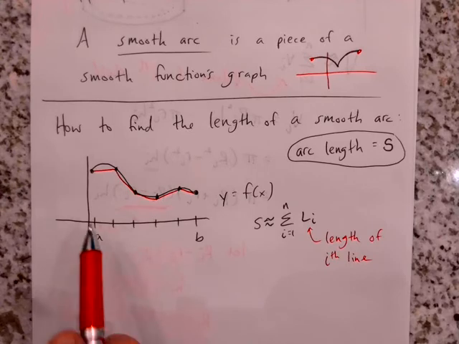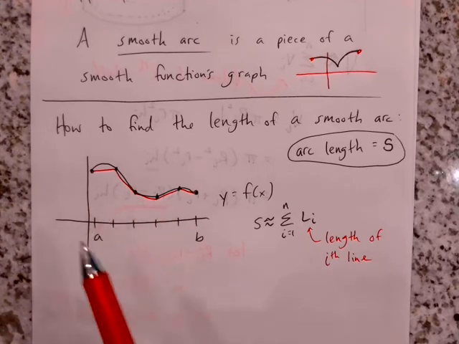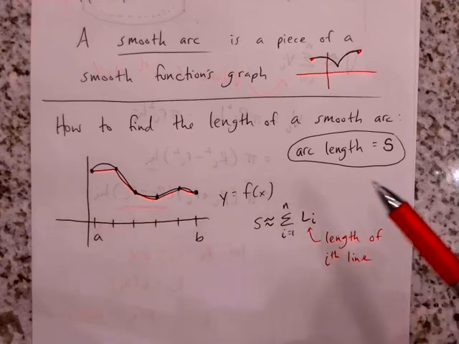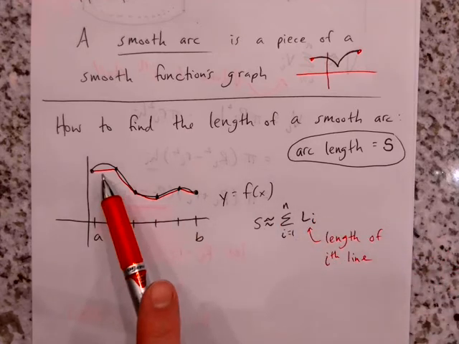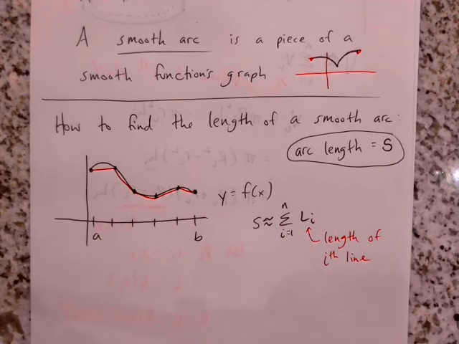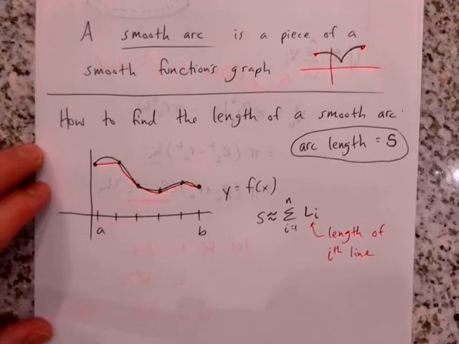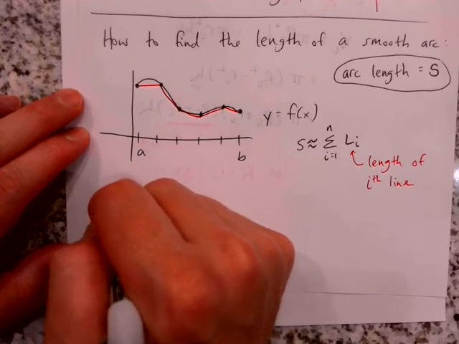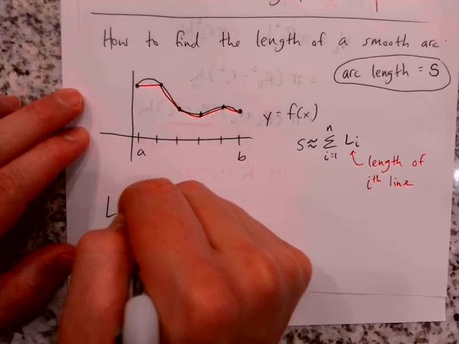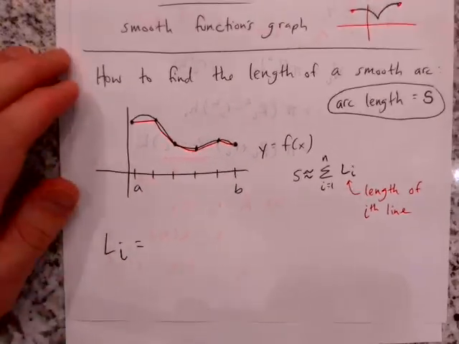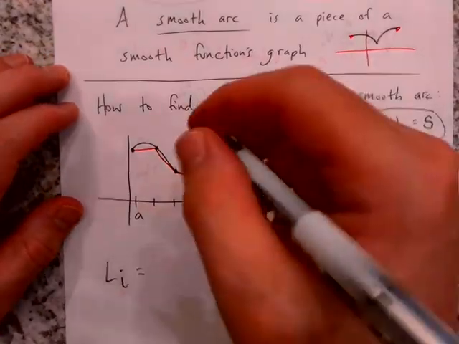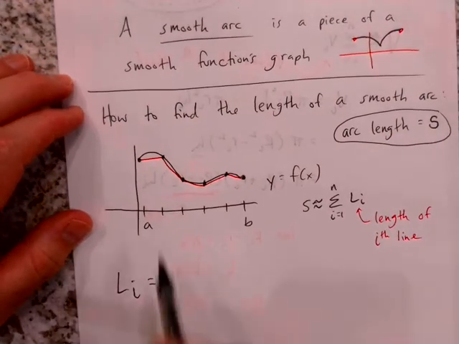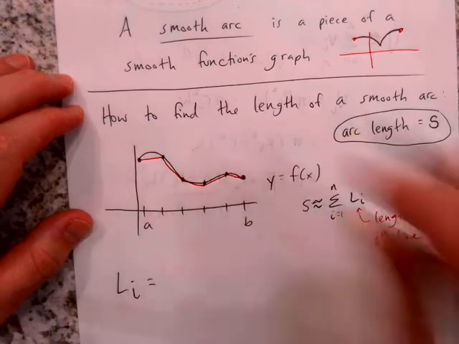As I drew it, I have 1, 2, 3, 4, 5 lines. So the arc length is approximately the sum from 1 to 5 of L sub i, the length of the first, second, third, fourth, and fifth. What we need is an expression for L sub i. Let's use one of these as an example. This one right there is L sub i.